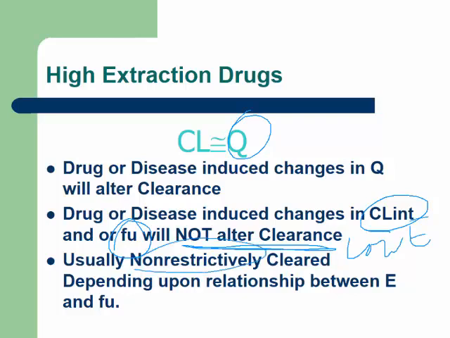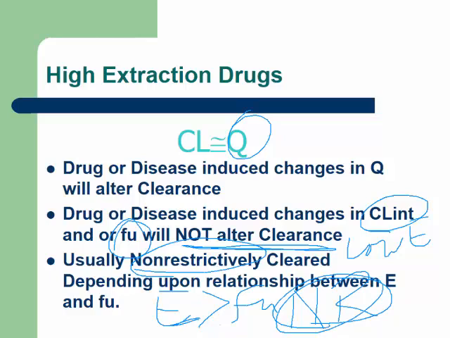These are usually non-restrictively cleared, but it depends upon the relationship between fraction unbound and E. If the extraction efficiency is greater than fraction unbound, then you know you have non-restrictive. And this is where the protein cannot protect the drug from being metabolized. So your engagement ring or your pin or your sign of being taken is not going to protect you from being metabolized if you have a non-restrictive situation. And that's because the intrinsic clearance times fraction unbound is just so strong.